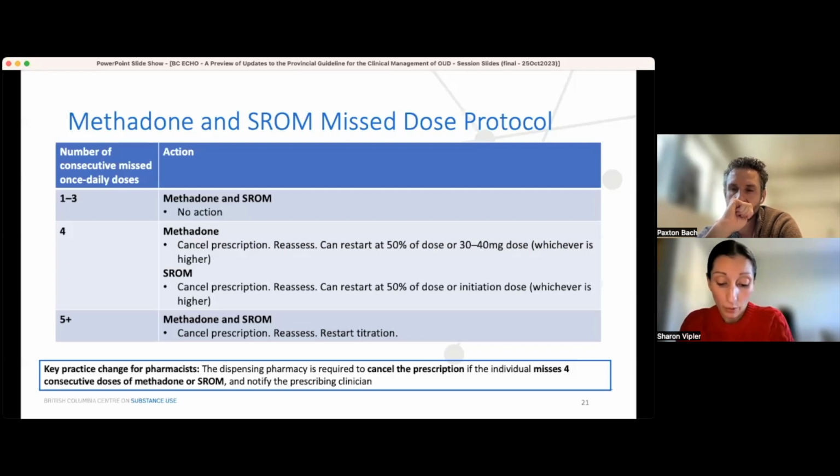For slow-release oral morphine, the prescription will be canceled. A reassessment is required, and you can start at 50% of the previous dose, or start at an initiation dose, 200, 300, whatever the appropriate initiation dose is for that patient. So for those individuals, on the 5th day since the last dose, the person could receive 50% of their dose. For methadone, not a significant change, a shift of about a day. For SROM, for those individuals that were following the missed dose protocol that was published last, it's a reasonable departure from previous guidelines.